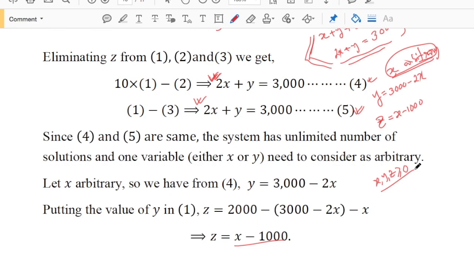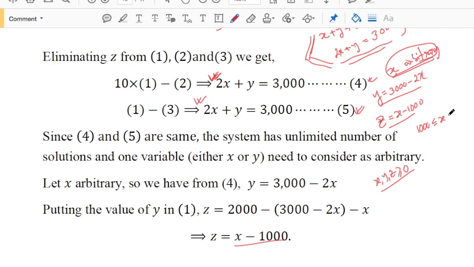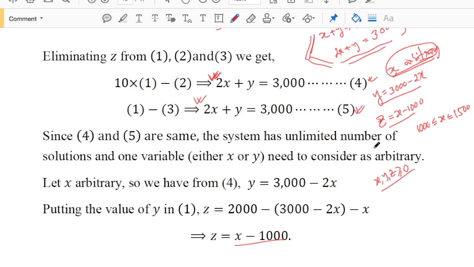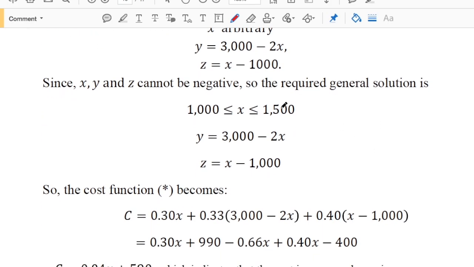Now how can we find a range for x? That you can find from this equation and this equation. First you need to look at which x makes z 0. It is 1000. If you put 1000 for x, z will be 0, and if you put 1500 for x, y will be 0. So we can easily write that the range for x will be 1000 to 1500. So this is the solution.